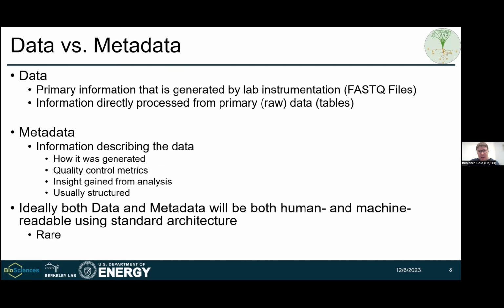So I wanted to take a step back and ask, what is actually the data and the metadata that are important for single-cell analysis? When I say data, what I really mean is the primary information that's generated by these assays. This usually includes FASTQ files that can be pretty large.